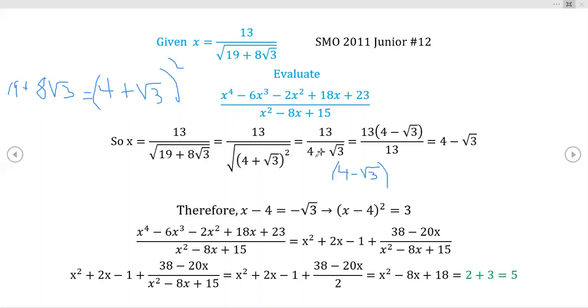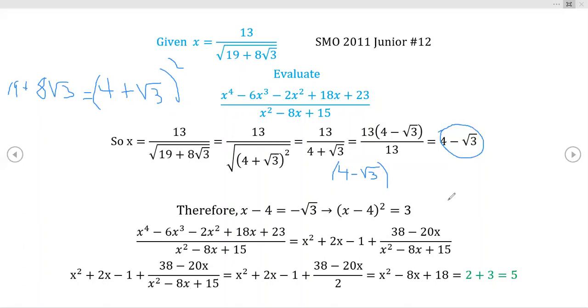But again, the difference of two squares, 4 plus root 3 times 4 minus root 3, gives you 16 minus 3, which is equal to 13. All right, and then the 13s cancel right here. And so we actually get that x is equal to this expression right over here. But that means if we subtract 4 from both sides, we get x minus 4 is equal to minus root 3, and x minus 4 quantity squared is equal to 3. So that's kind of the big discovery from the initial condition.